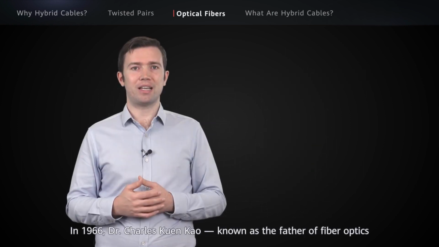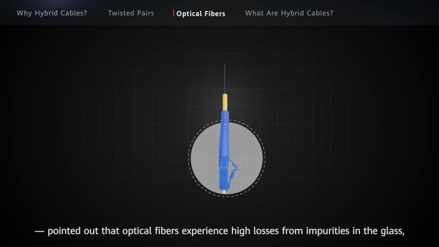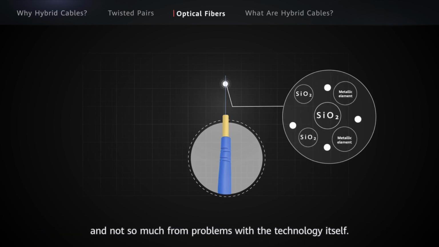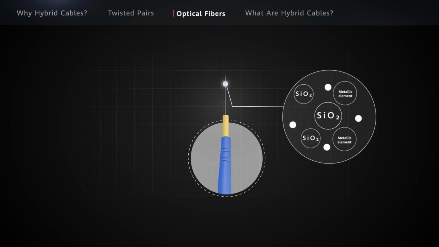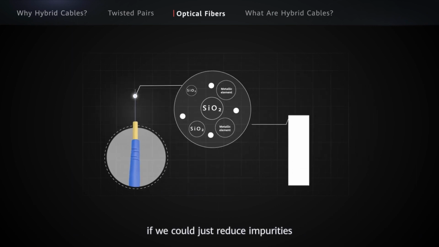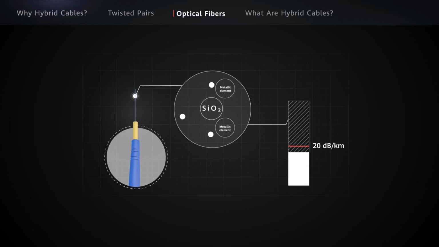In 1966, Dr. Charles Kao, known as the father of fibre optics, pointed out that optical fibres experience high losses from impurities in the glass, and not so much from problems with the technology itself. Dr. Kao predicted that optical fibres could meet the requirements of optical communication if we could just reduce impurities and therefore achieve glass light attenuation below 20 dB per kilometre. After many years of efforts, we know that this hypothesis was true.